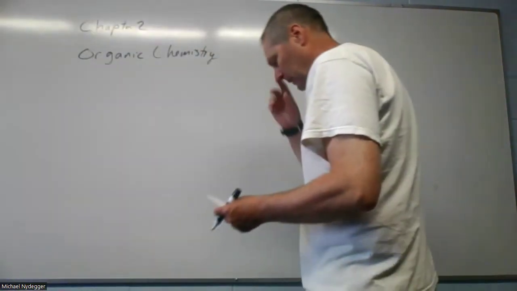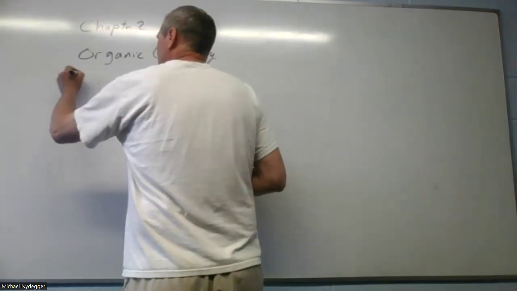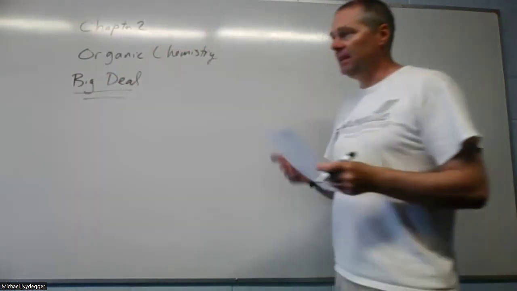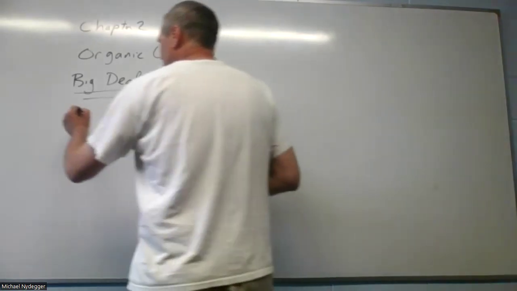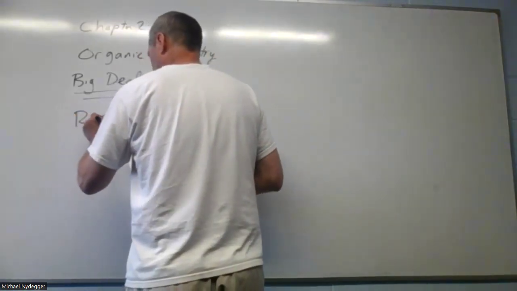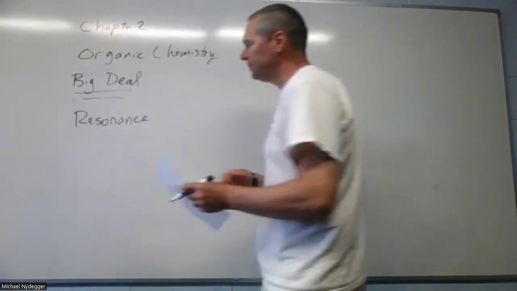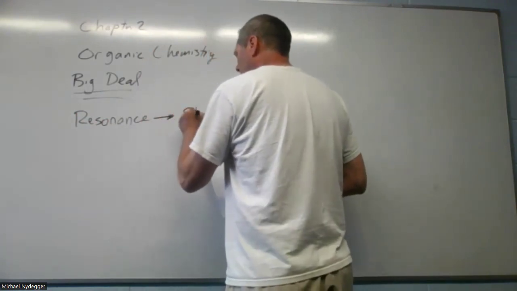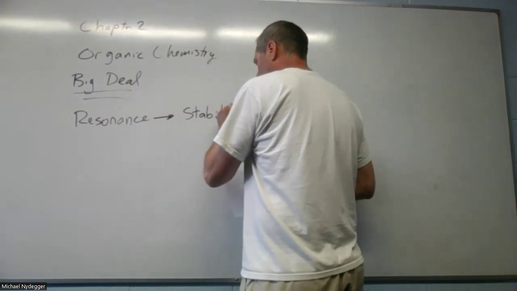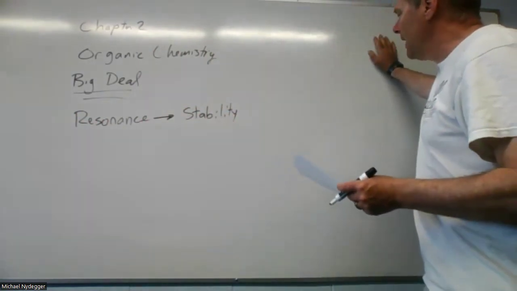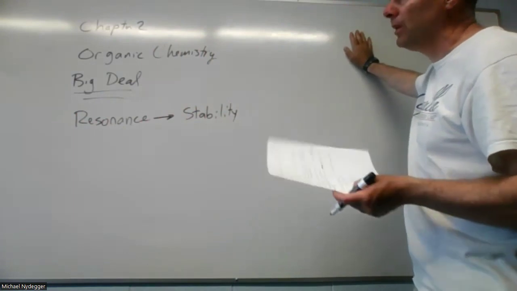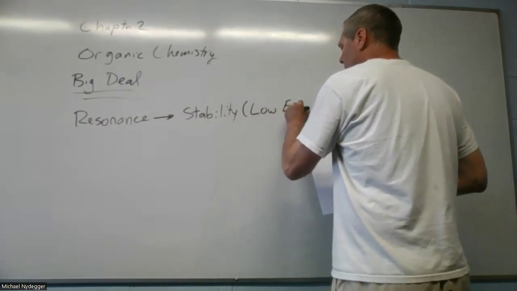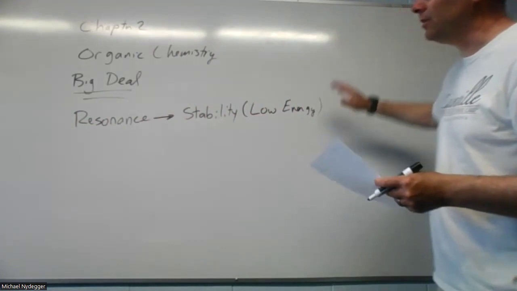Now the other thing. This is a big deal. This is called resonance. The reason this is a big deal is because this shows stability. Right? Stability. Most things in nature are going to work themselves to be low in energy, which means they're going to be stable. So anytime we see stability, it really means low in energy.